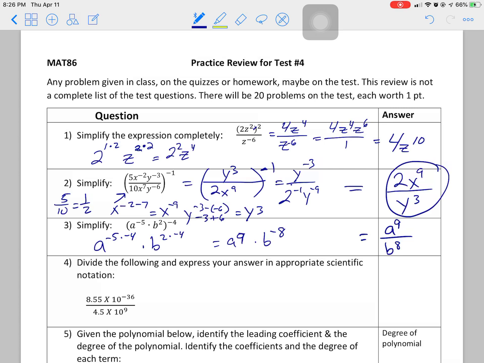Oh, no it's not. Oh, jeez. What'd I do wrong? Go back over here. What'd I do here? I clearly have a multiplication sign there, and I did not multiply. A negative 5 times a negative 4 is a positive 20 times b to the negative 8. Ugh.